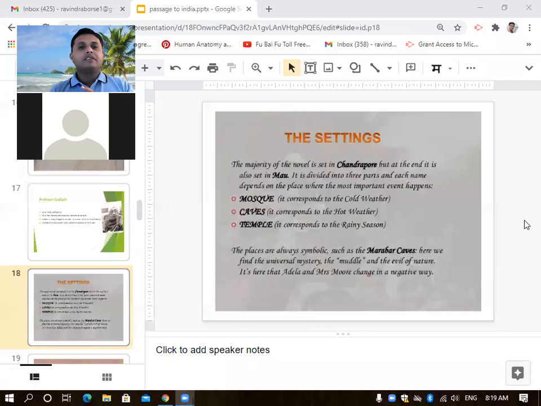One place is Chandrapur and the second is Mau. And one more important place is there, that is Marabar Caves. These Marabar Caves are near Chandrapur city. Caves, as I told you, means Gufa. Okay, so Marabar Caves are near Chandrapur city, right? So these three places are very important. One is Chandrapur, second is Marabar Caves, and third is Mau, right? So these are the settings of the present novel.